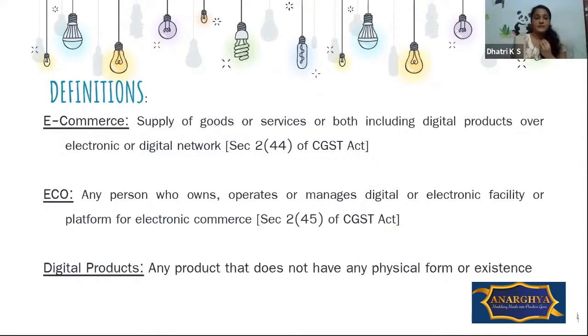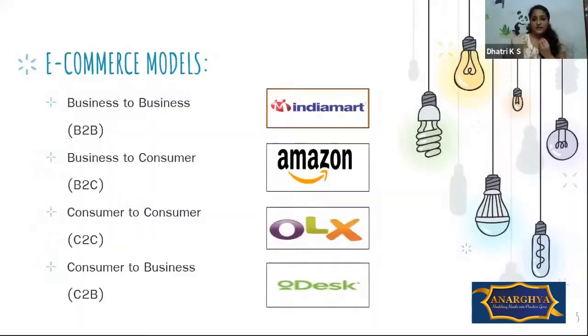And the general meaning of digital product is any product which does not have any kind of physical existence. Examples may be an ebook. So these were some of the relevant definitions. Next, we'll move on to the next concept, that is various business models under e-commerce. The first model is business to business.